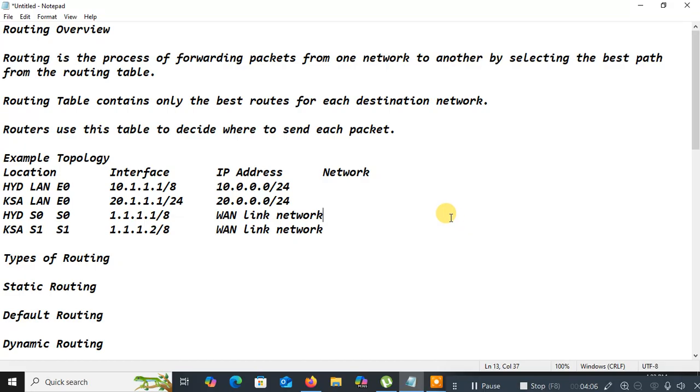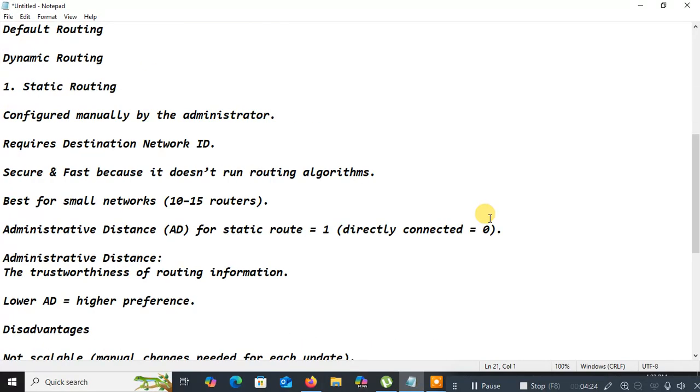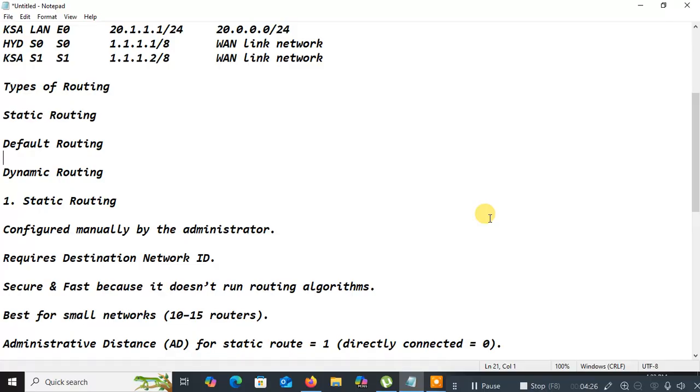Understood? Now, what are the types of routing? There are three types of routing. One is static routing, the second is default routing, and the third is dynamic routing.